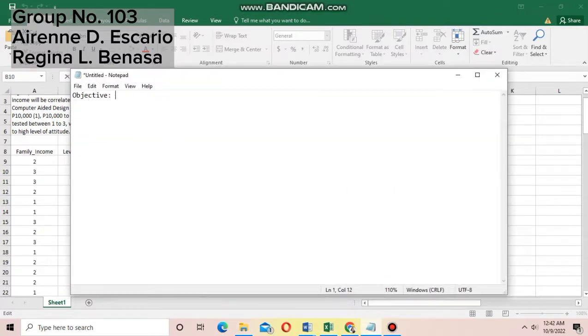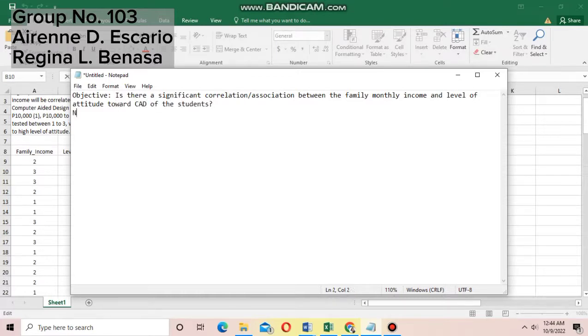Our objective: is there a significant correlation or association between the family monthly income and level of attitude towards CAD of the student? Our null hypothesis will be stated as: there is no significant correlation or association between the family monthly income and level of attitude towards CAD of the student.